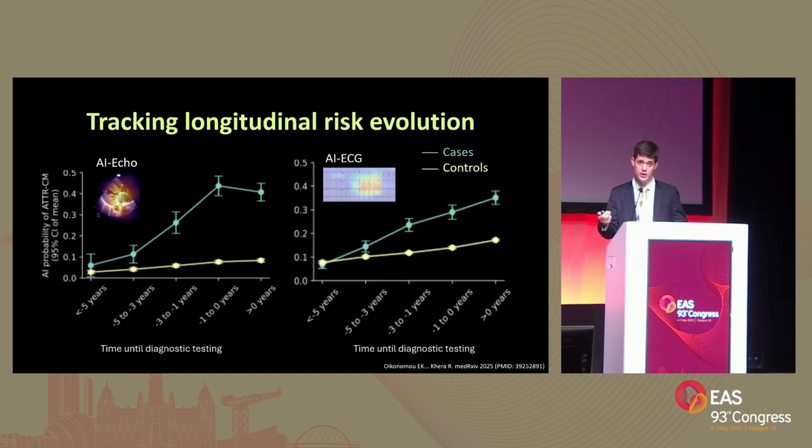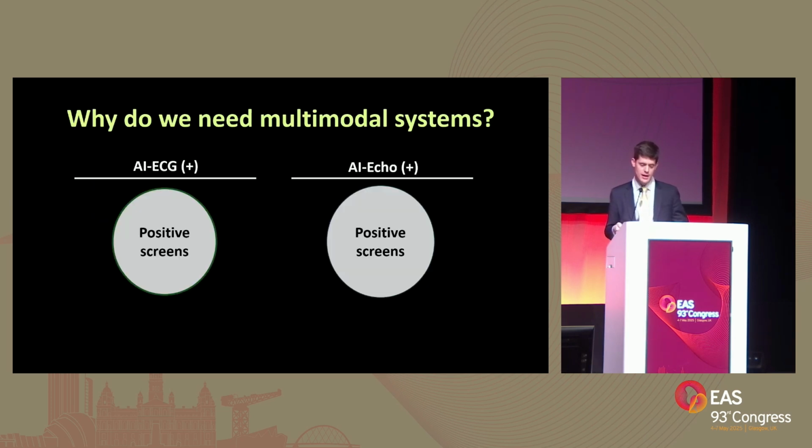And sometimes we can actually discriminate someone is likely to develop amyloid or be diagnosed with amyloid cardiomyopathy up to 3 years before they get diagnosed. But obviously, if we want to screen at scale, that might actually translate into a lot of false positives, a lot of unnecessary testing, a lot of unnecessary anxiety.